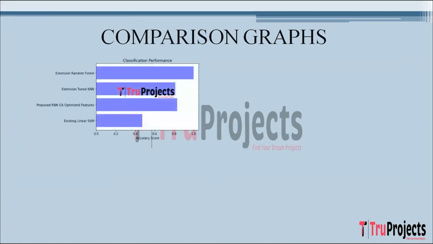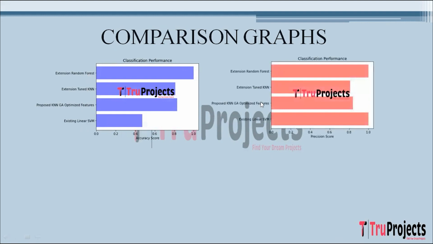So this is the horizontal bar graph comparing accuracies of different algorithms. In this graph on x-axis I have accuracy scores and on y-axis I have algorithm names. So accuracy measures the overall correctness of predictions, showing the percentage of correctly classified instances.